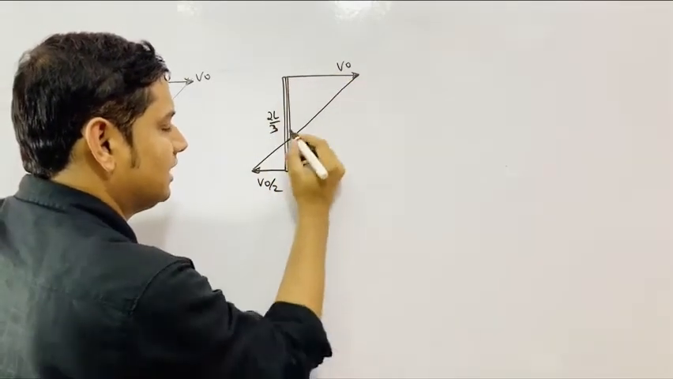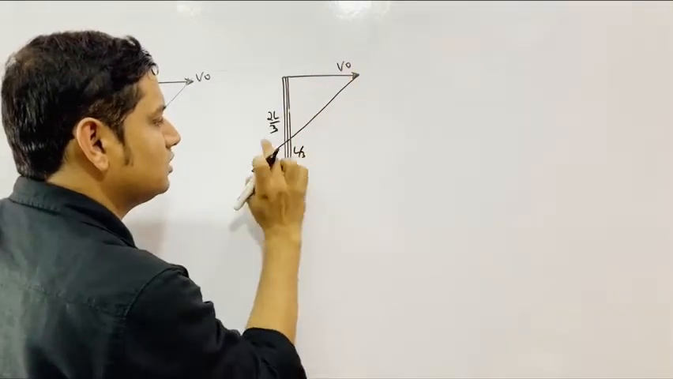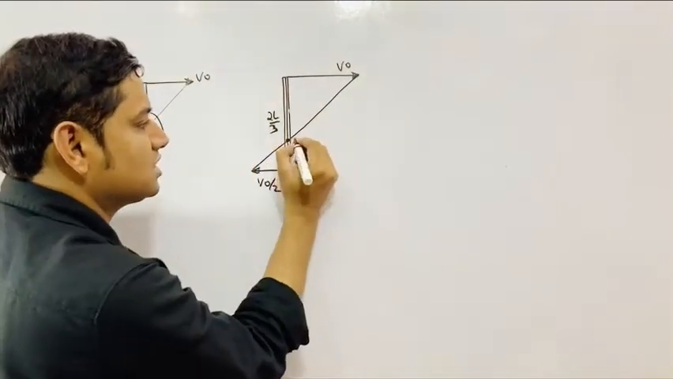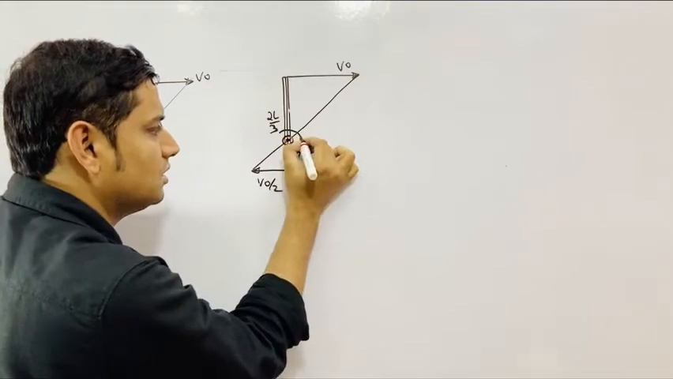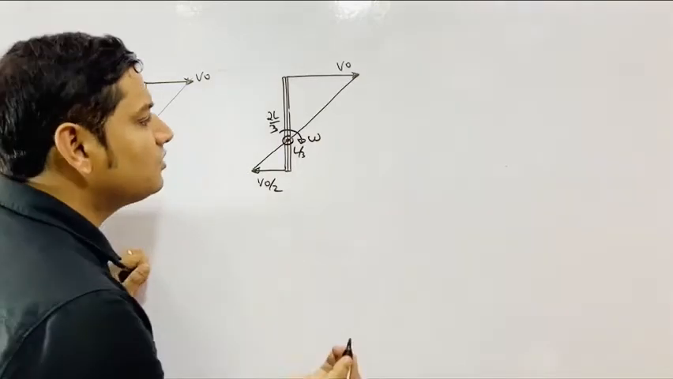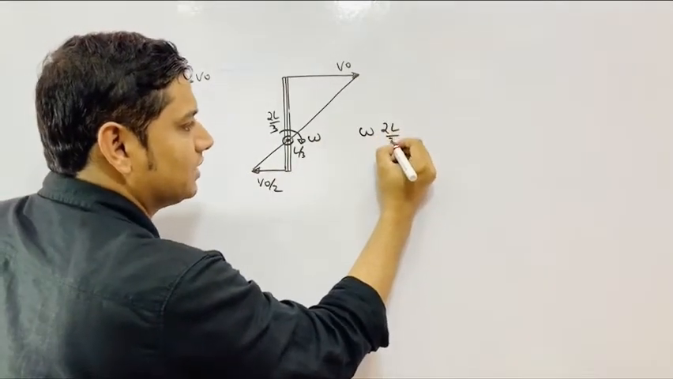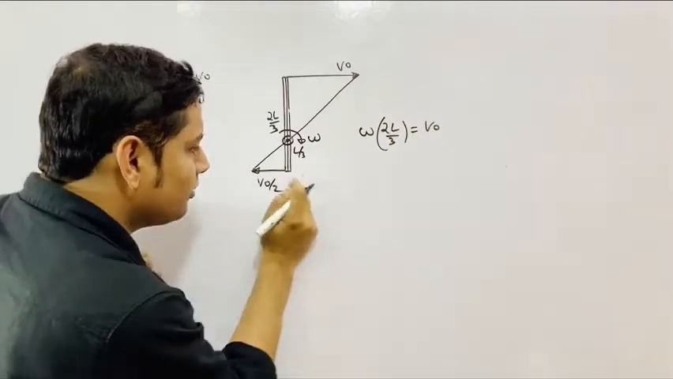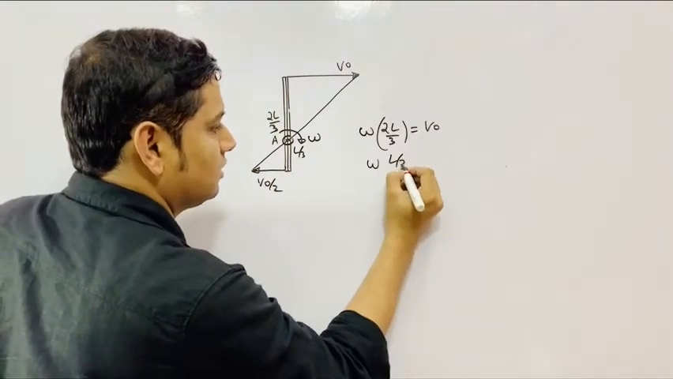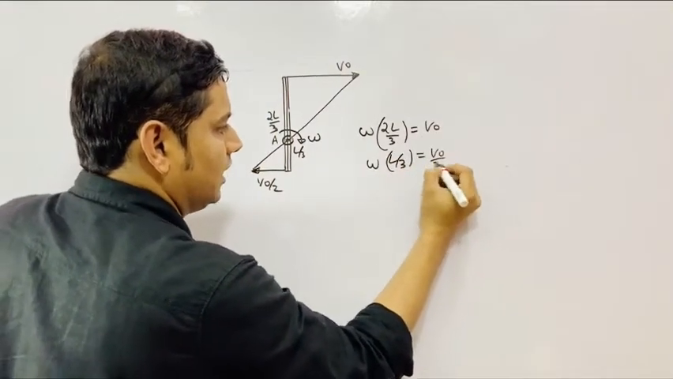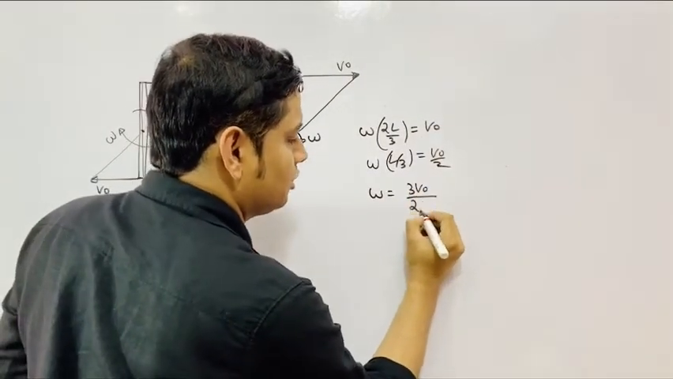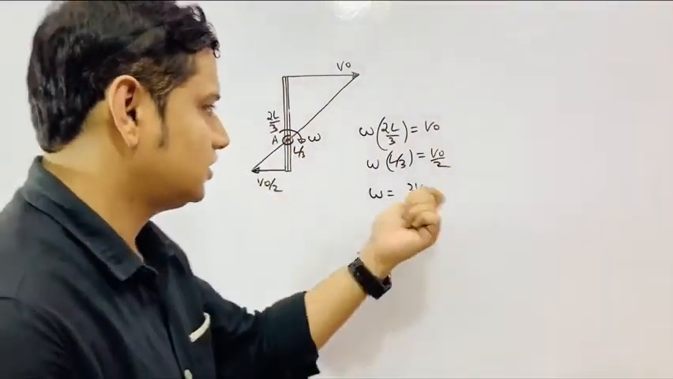This triangle and this triangle are similar. So perpendicular, this length should be equal to this length. So L by 3 and 2L by 3. You can get omega. This is the pure axis of rotation, so this is rotating with omega. You can get the value of omega. Omega into 2L by 3 is V naught, or you can write omega into L by 3 is V naught by 2, because this is the pure axis of rotation. In both cases you can get the value of omega, that is the same. Omega would be equal to 3 V naught by 2L.